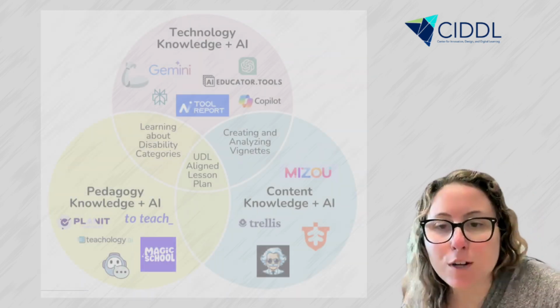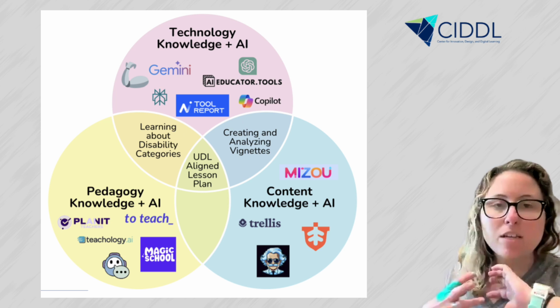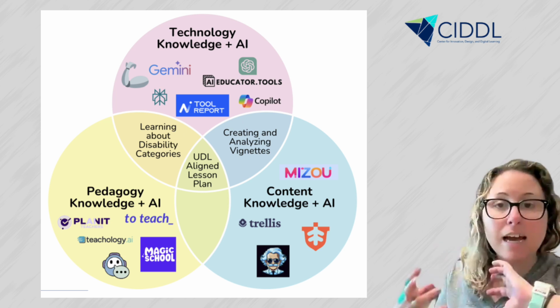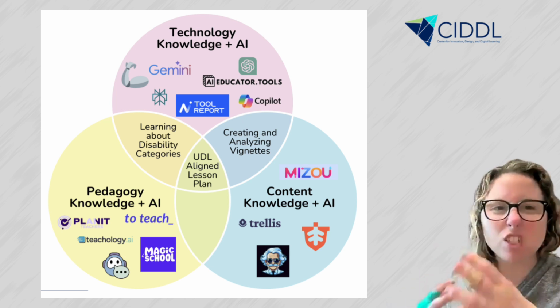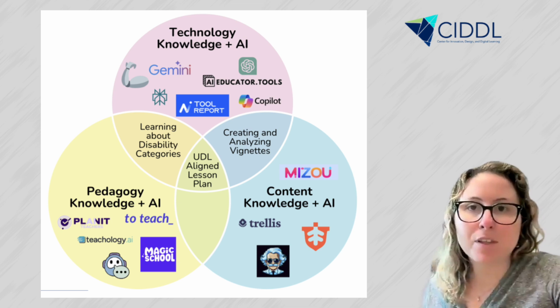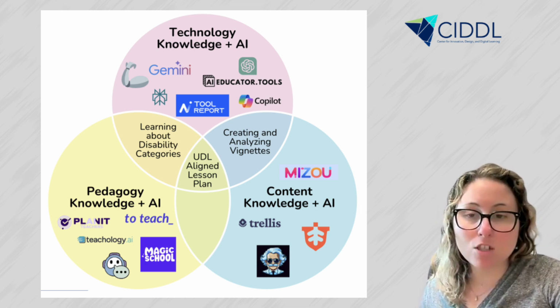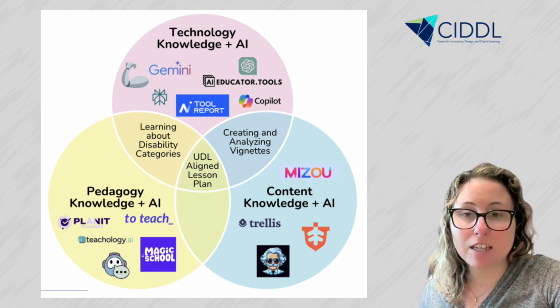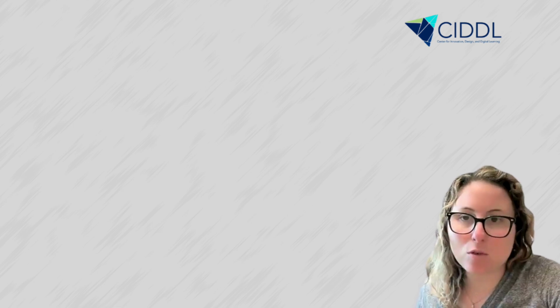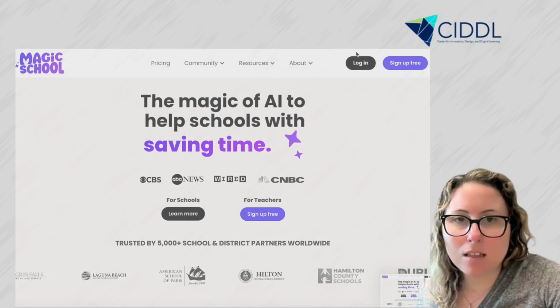We go over to pedagogical knowledge. This is, how am I using the AI to support the knowledge of being a teacher, that pedagogy? So Magic School does this. We can also look at Teachology, LUDIA, Planet to teach. Brisk is another super cool one. There are so many out there that we can use, but we're going to use Magic School. And we're going to log in.